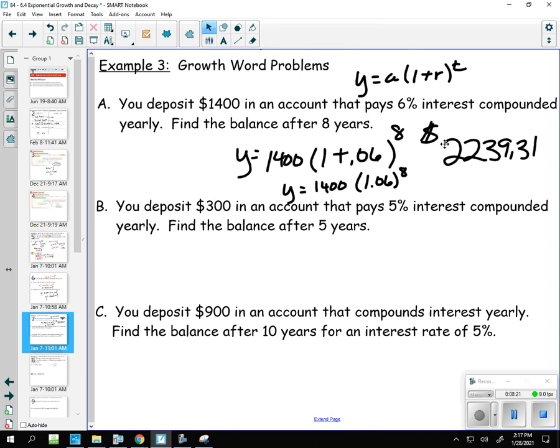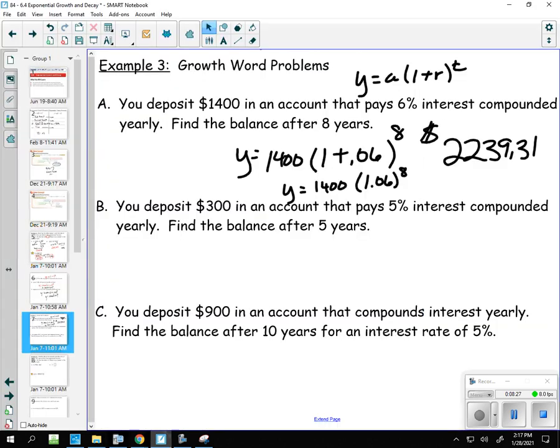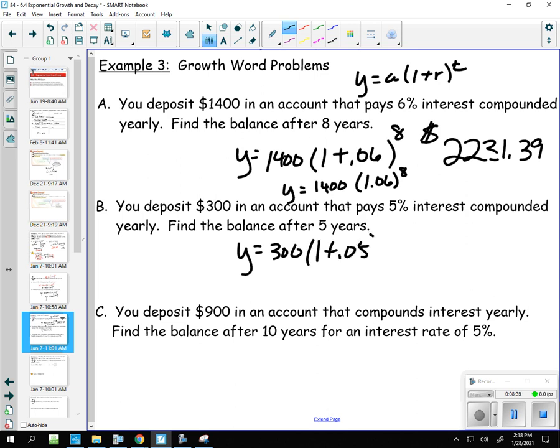So I'm going to go back to my calculator here. 223931. 223139. I apologize. Wish I could toggle back and forth a little better. There we go. You deposit $300 into an account. So $300. It pays you 5% interest over the course of 5 years.